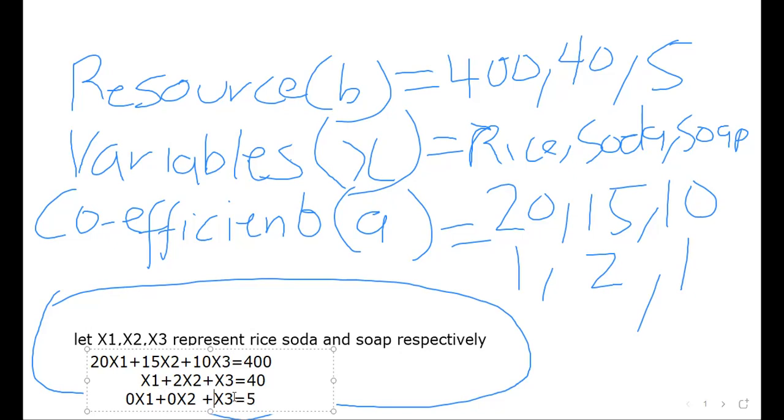So if we want to break it down, it will be 0 times x1 because they are not buying any rice. And then 0x2, sorry, 0x1 plus 0x2. They will not be buying any pack of soda. And then plus x3, or let's say 1x3, because they're only buying soap.